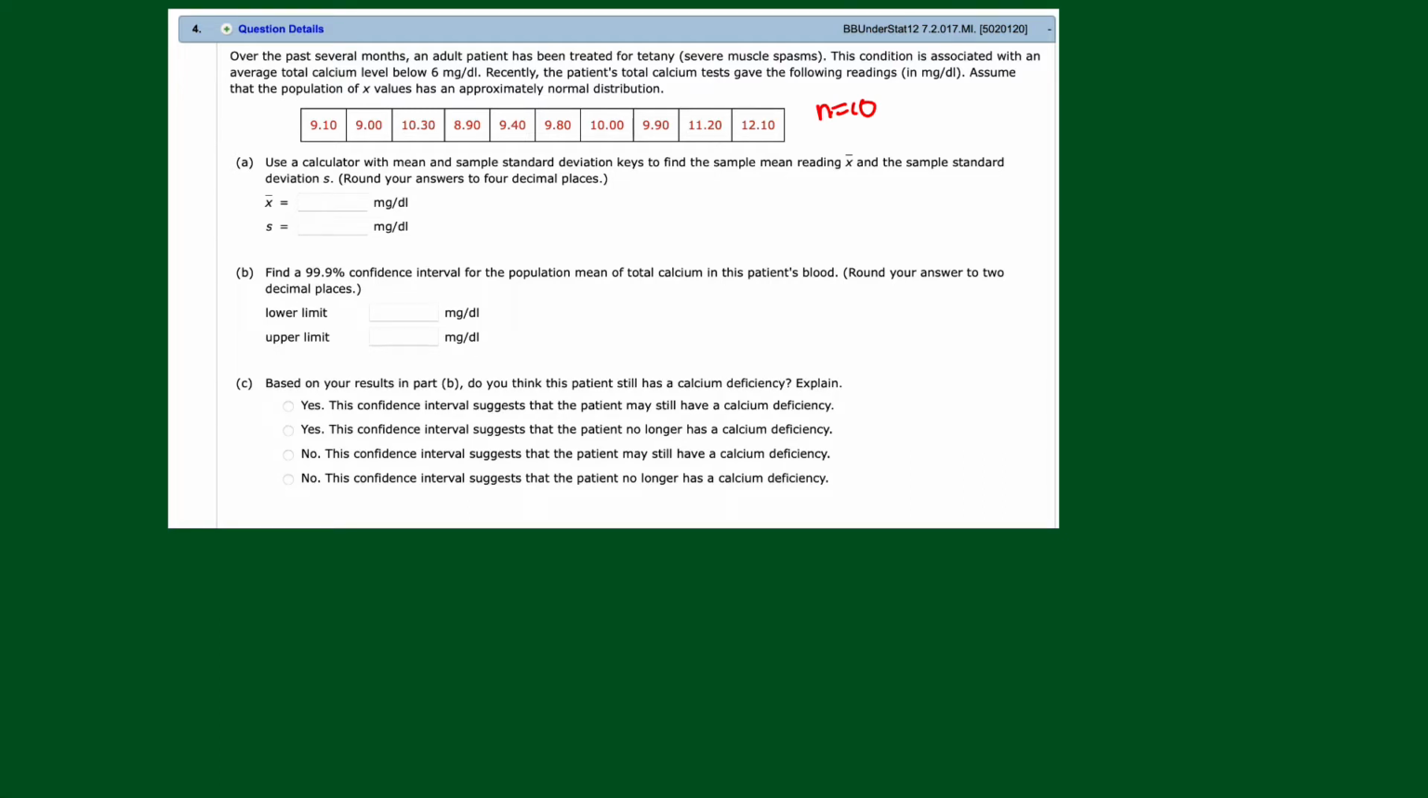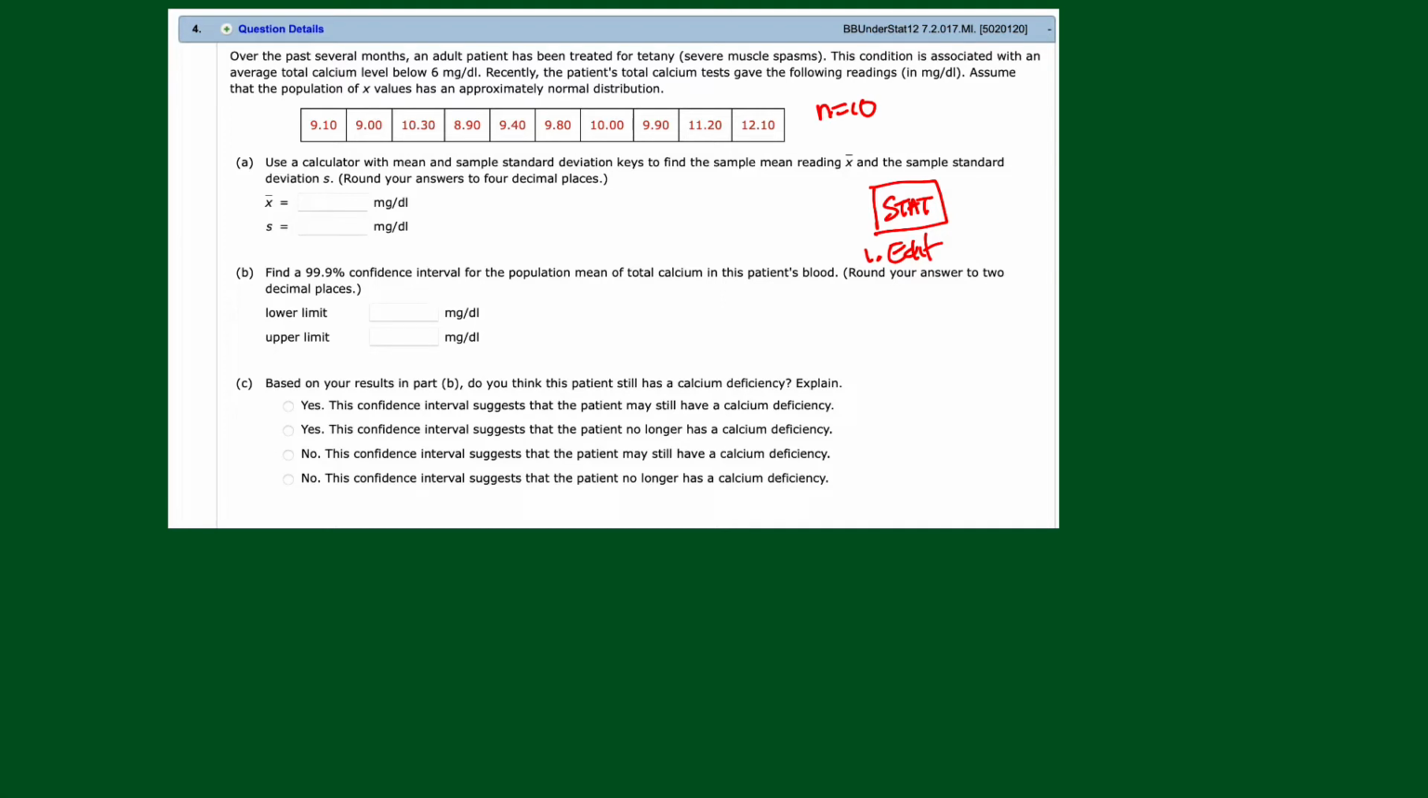Let's put this data into list 1. So here's what we're going to do. We're going to go to Stat, so press the Stat key. Select number 1, which comes up right away, which is Edit, because we're going to put numbers in. So you select number 1.